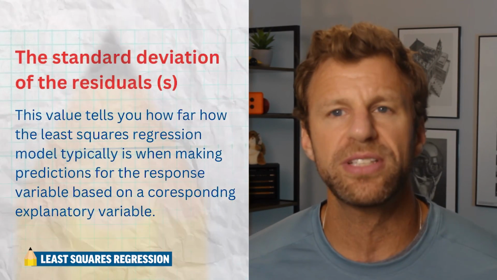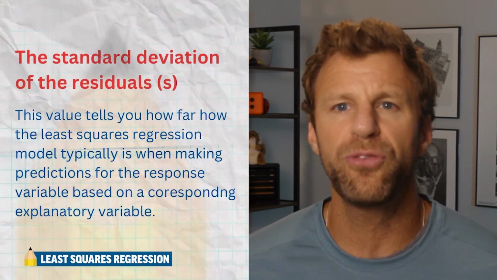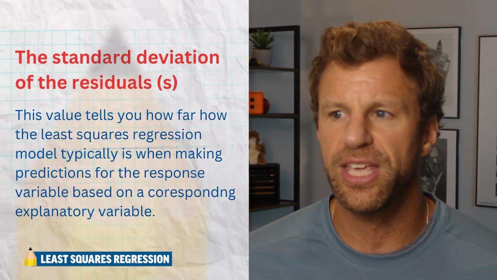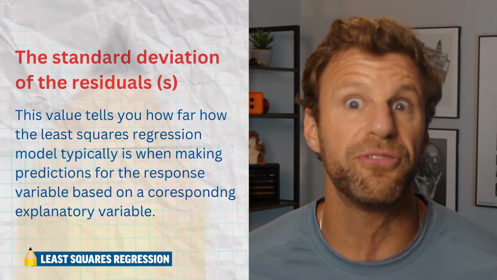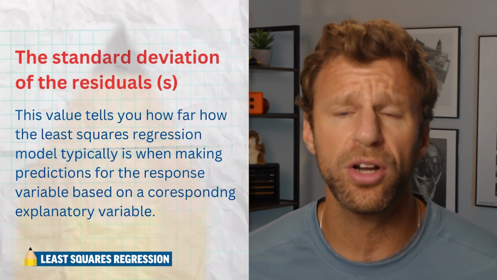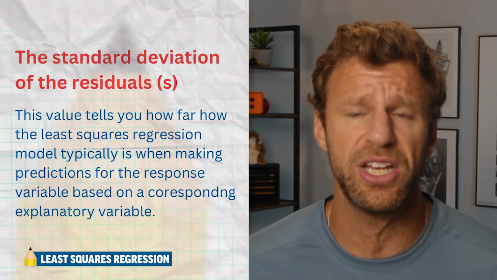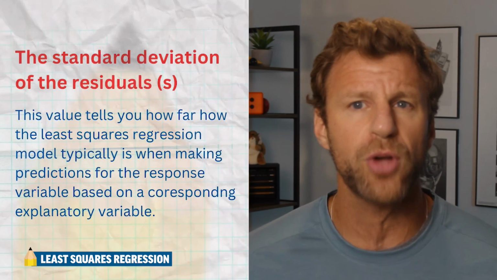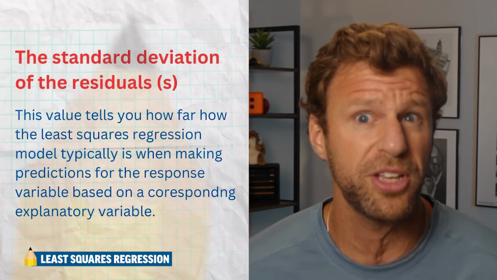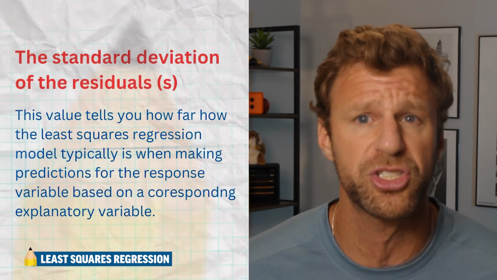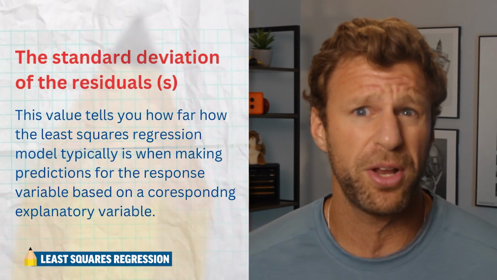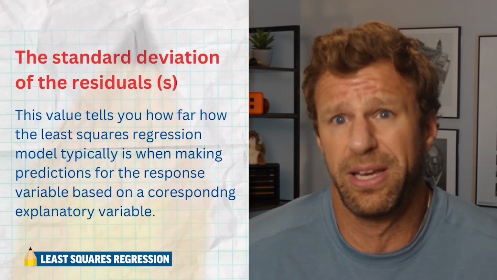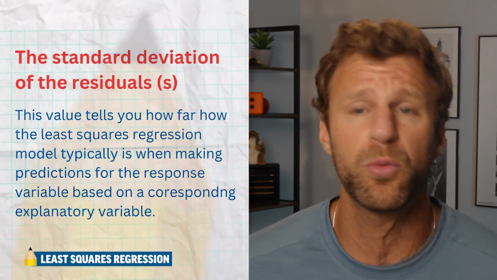Now here you really have to take context into account. For example, if you're trying to predict the weight of an elephant, and your standard deviation of the residuals is 5 pounds, well, that's actually really, really good. That means that when you're trying to predict the weight of an elephant, you're typically off by 5 pounds when you use your least squares regression line. And when you're predicting an animal that weighs tons and tons, being off by 5 pounds is really good, reliable predictions.